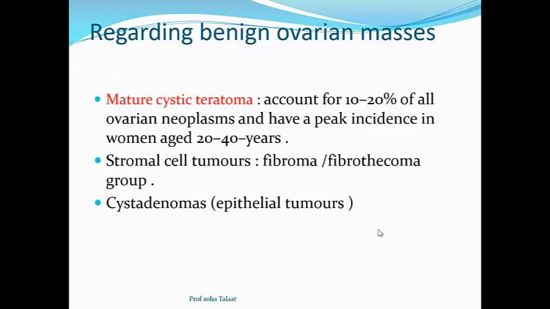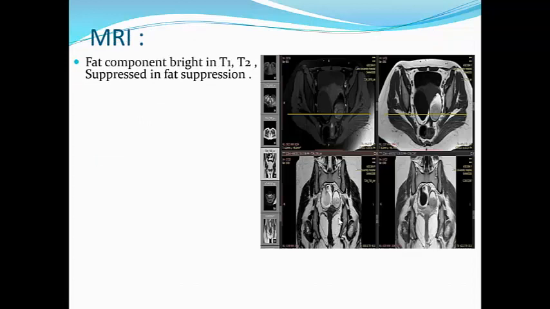Regarding benign ovarian tumors, mature cystic teratoma is the most common in the age of 20 to 40 years, accounting for 10 to 20% of all ovarian neoplastic lesions. Then come the stromal cell tumors, fibroma and fibrothecoma, and then the cystadenomas, epithelial tumors of the ovary. MRI regarding the mature cystic teratoma, and we have a completed lecture on mature cystic teratoma. The fat component is bright in T1.